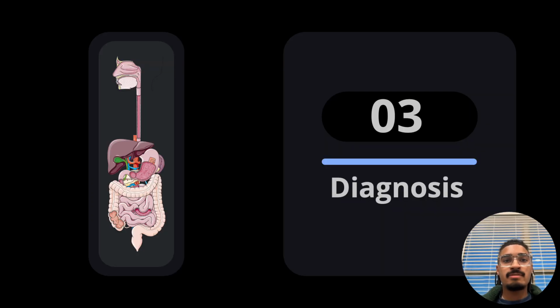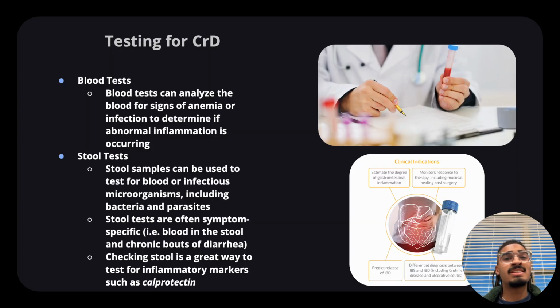Now, based off symptoms that patients present as a result of Crohn's disease, physicians need to make a diagnosis. And how do they make these diagnoses? Well, there's blood tests and stool tests. Now, many of you are familiar with blood tests, but I want to go through blood tests as a way to analyze the blood for signs of anemia, which is another symptom of Crohn's disease, and infection to determine if abnormal inflammation is occurring.